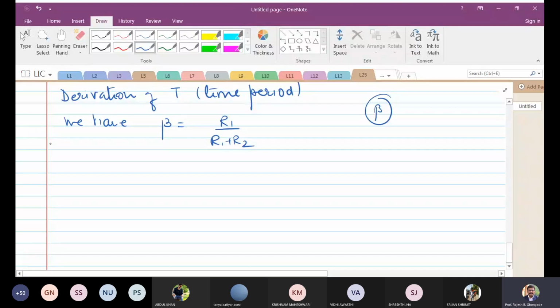And V2 is either plus beta Vsat or negative beta Vsat. The frequency is determined by the time it takes for the capacitor to charge from minus beta Vsat to plus beta Vsat. You can see it very clearly here.